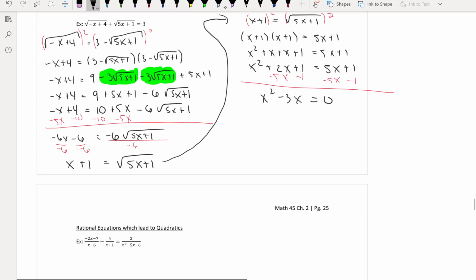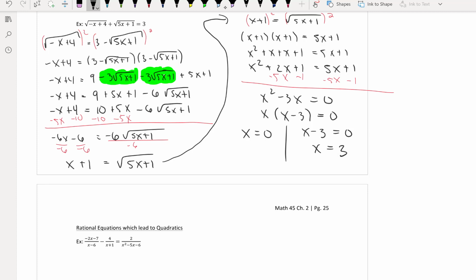From here, I can factor. So x is the GCF. So I'm left with x times x minus 3 is equal to 0. So x is equal to 0, and x minus 3 is equal to 0. So x is equal to a positive 3.